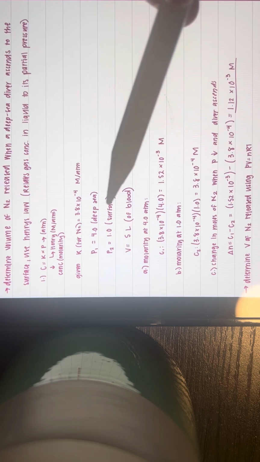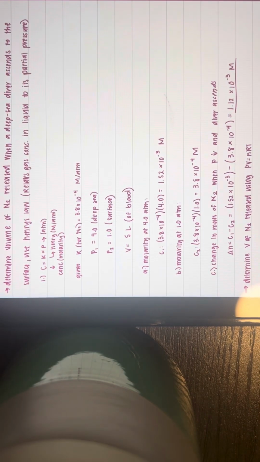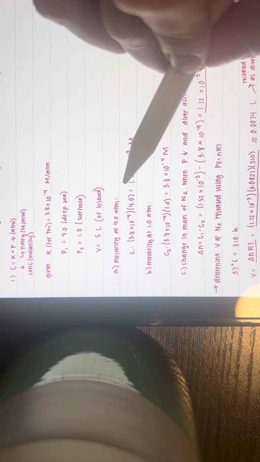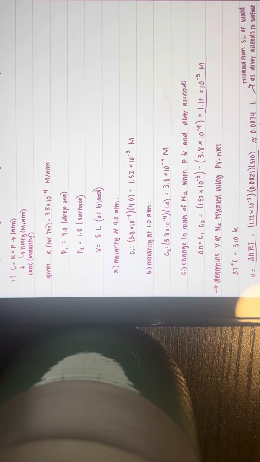pressure. So for me, it's really helpful if I just write down everything that was given to me from the problem. So that's what I did there. And then I calculated the molarity at each pressure that was given to us. So the molarity at the 4.0 ATM pressure.